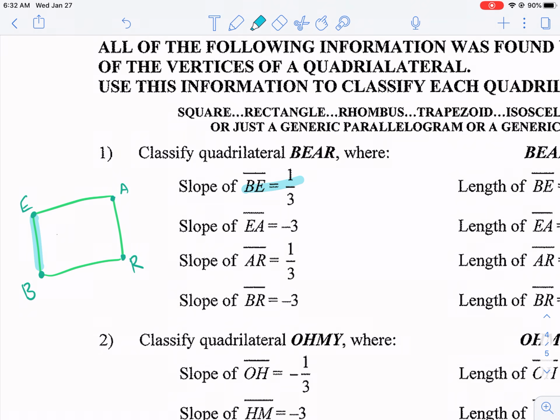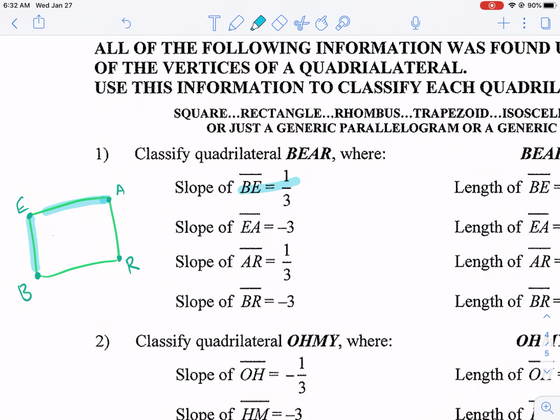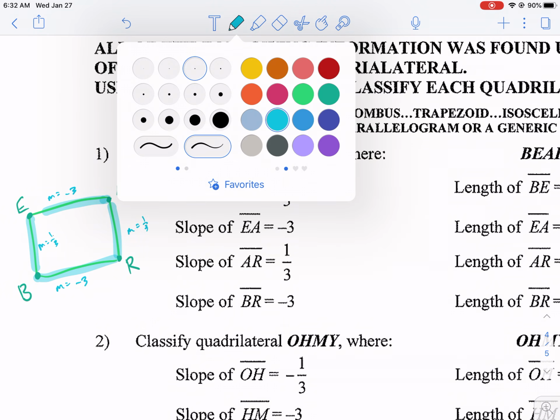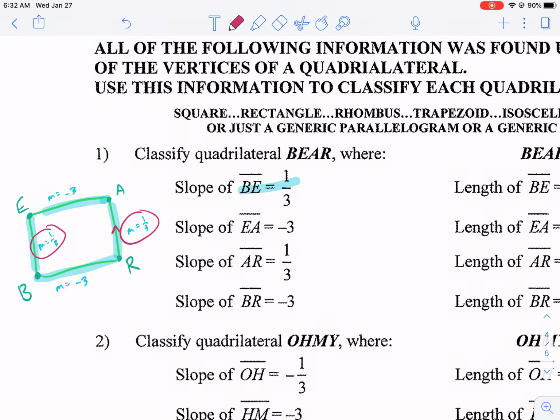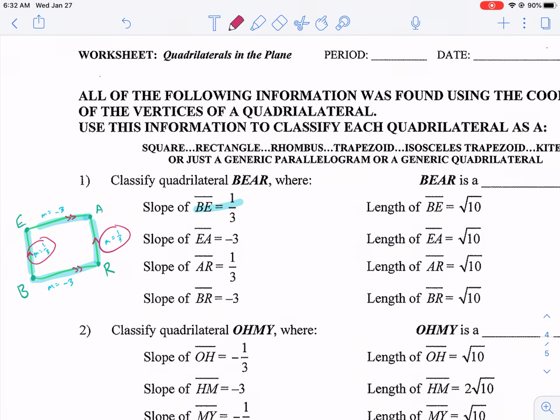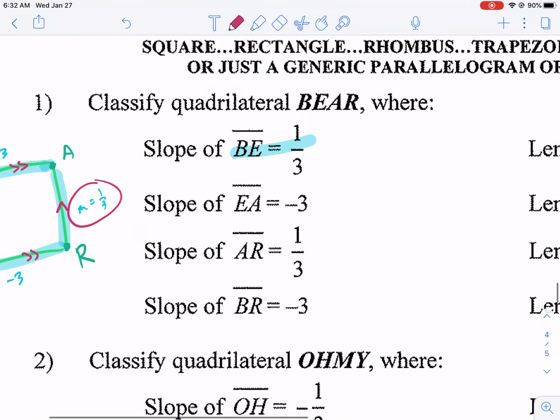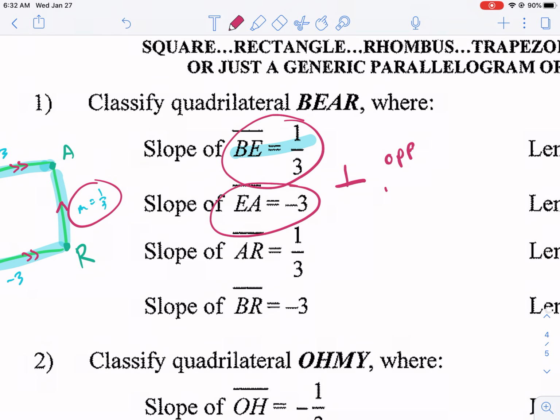Okay, so BE is 1/3 and EA is negative 3. Slope of AR is 1/3. Okay, so this was slope, M is the abbreviation for slope, 1/3, and this was negative 3, and this one was negative 3. Okay, so as you can see, opposite sides are parallel because they have the same slope, and same deal here. So we know it's at least a parallelogram. Okay, what else do we know? Oh, we know that these two sides are perpendicular. Why? Because they have opposite reciprocal slopes.